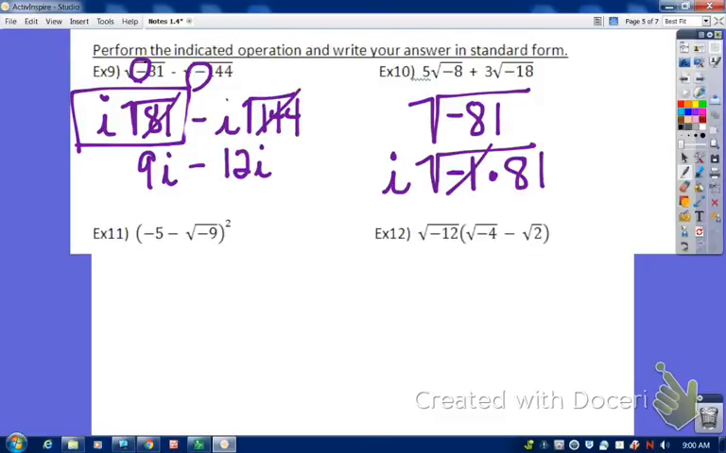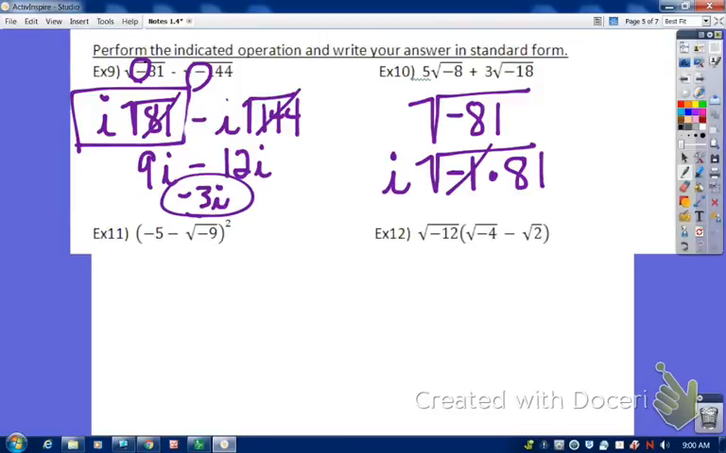Once you turn your numbers into imaginary numbers, then you can add them, you can subtract them, you can multiply them, and you can divide them. So what's 9i minus 12i? Negative 3i. Thank you, Sydney. Okay. You have to take those negatives underneath your square roots, pull them out as i's, and then just simplify the problem using some skills that you've already done.